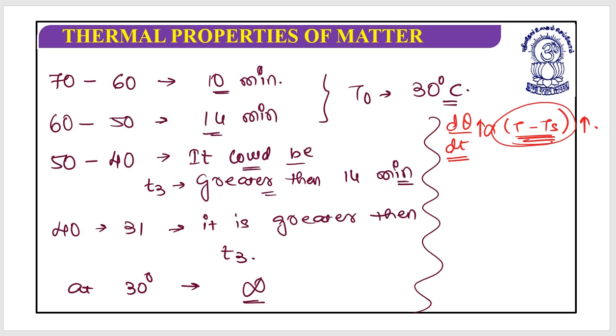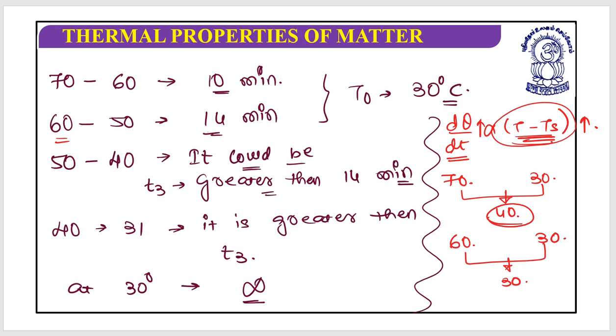That means, look at this. Initially it was at 70, surrounding was at 30, so the difference was 40. Next time it was at 60, surrounding was at 30, so the difference was 30. In this situation the difference is higher, the rate of cooling is higher. It's 10 minutes. But from 60 to 30, the difference is lower, the rate is lower. From 50 to 30, the difference is just 20 and the time taken would be much higher. I hope this is clear.